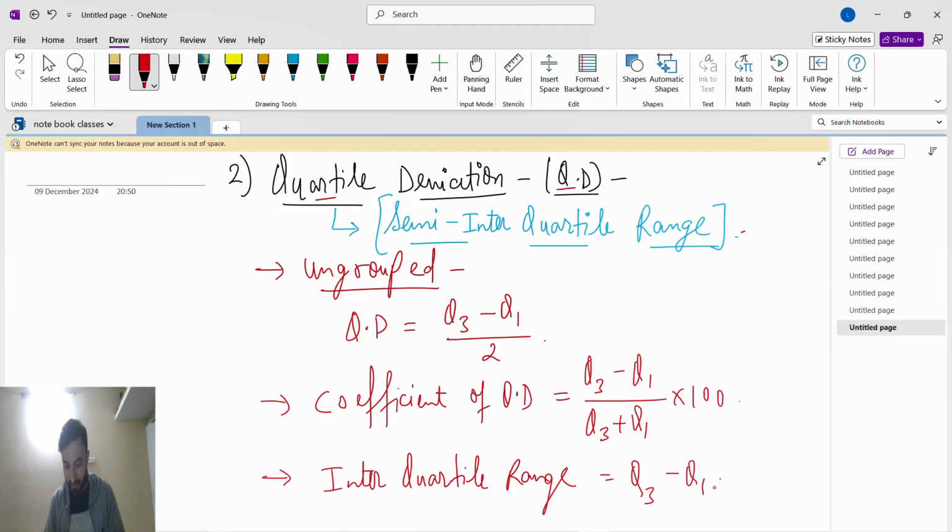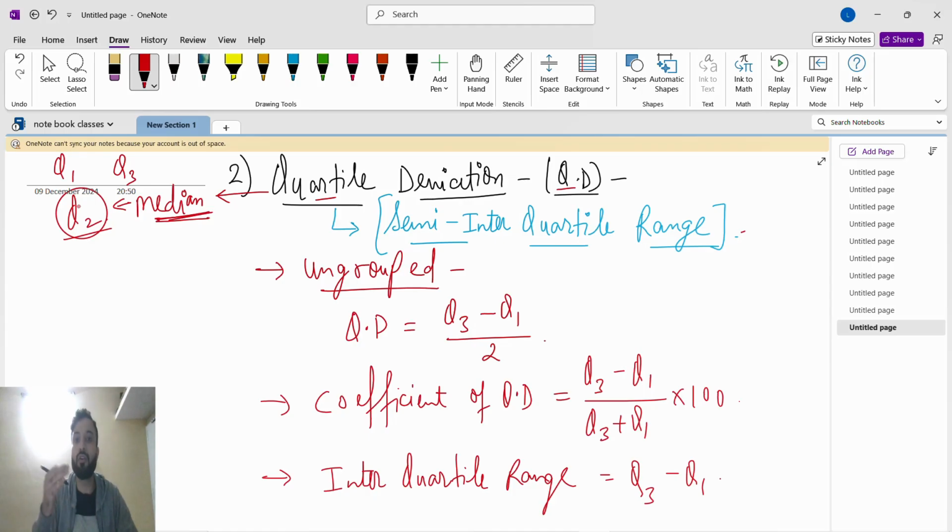One more thing I want to tell you, guys. Suppose this is a quartile topic. If they talk about median in quartile topic, that means it is Q2. Q1 is the first quartile, Q3 is the third quartile, and Q2 is not the second quartile, Q2 is the median.